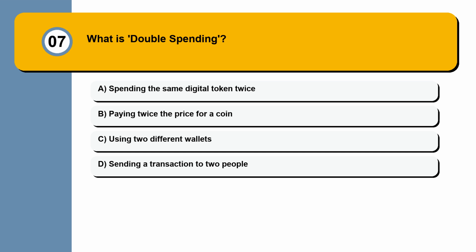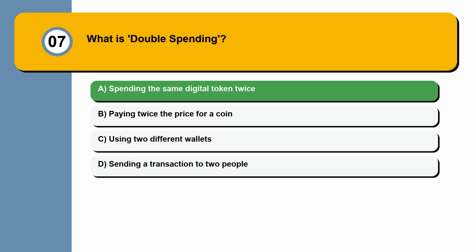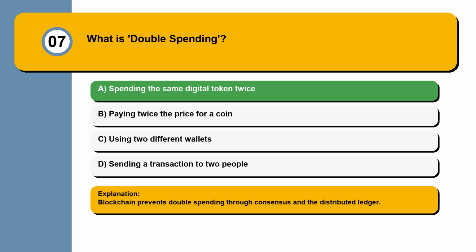Question 7. What is double spending? Spending the same digital token twice. Paying twice the price for a coin. Using two different wallets. Sending a transaction to two people. Blockchain prevents double spending through consensus and the distributed ledger.